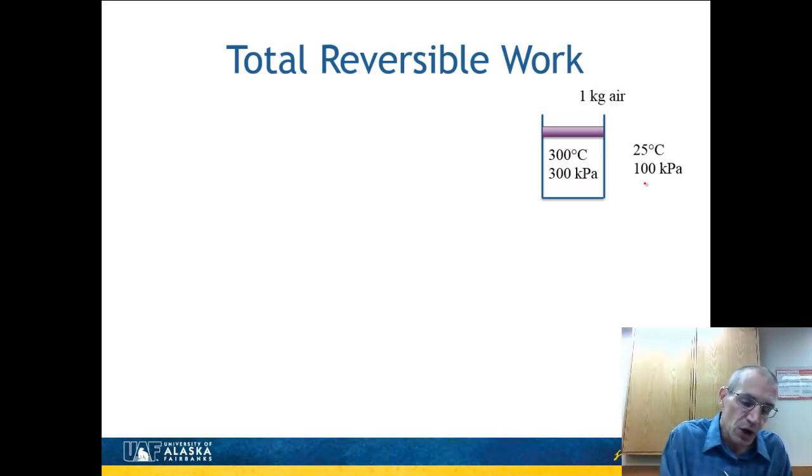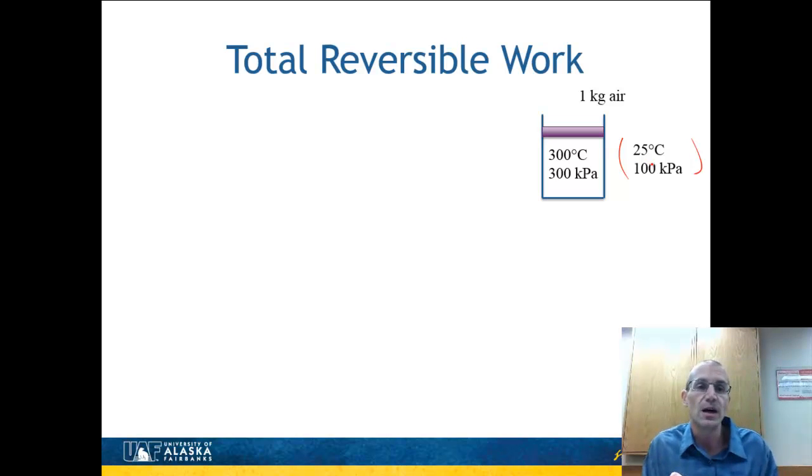And so I need to know what my environmental conditions are to know if I'm going to be operating heat engines and pushing the piston against the environment. So here are my environmental conditions, what's outside the piston, 25 degrees Celsius and 100 kPa. So let's go ahead and calculate the amount of work that we can get from this.